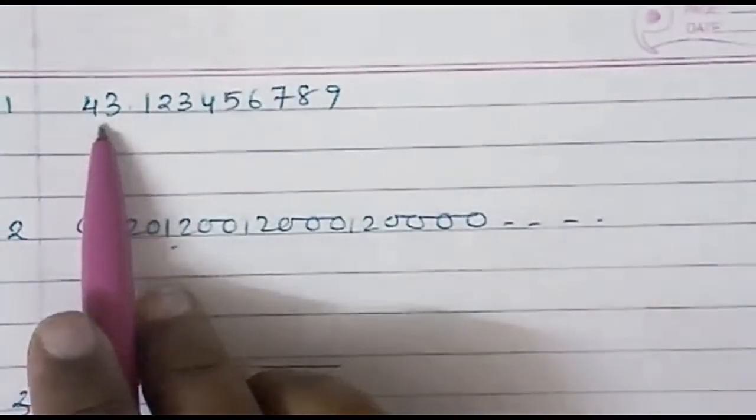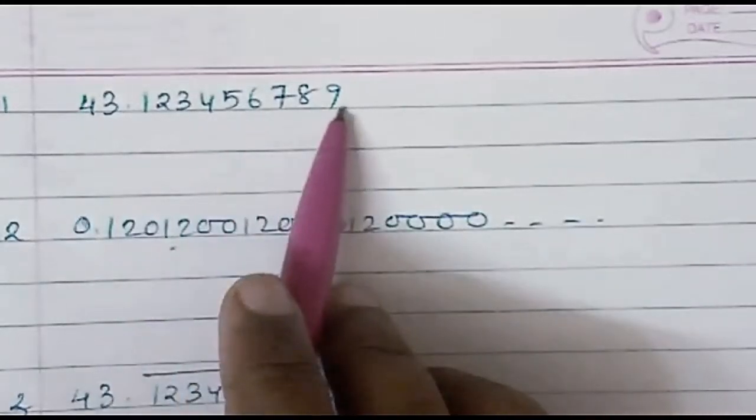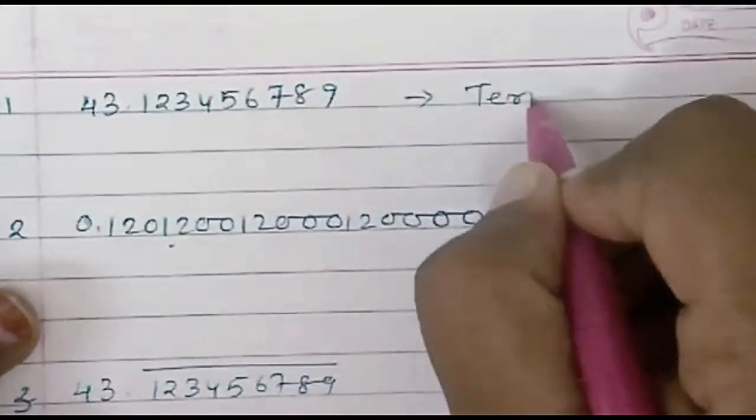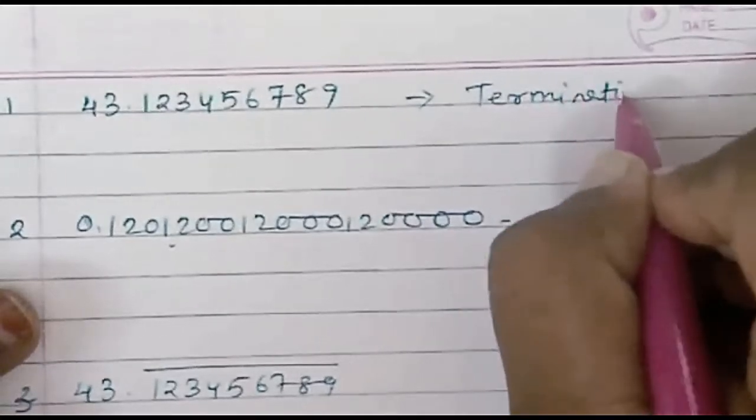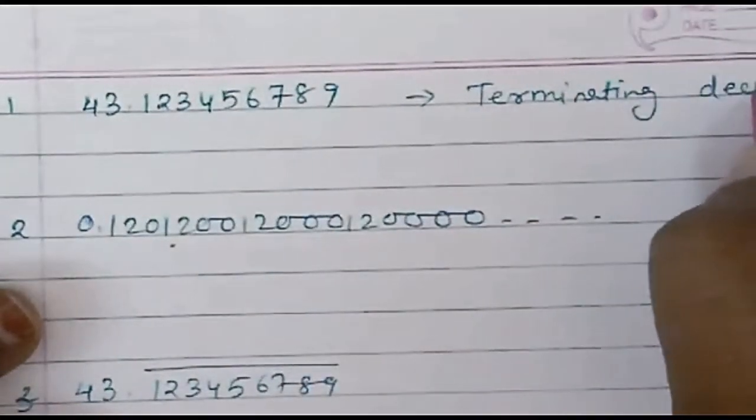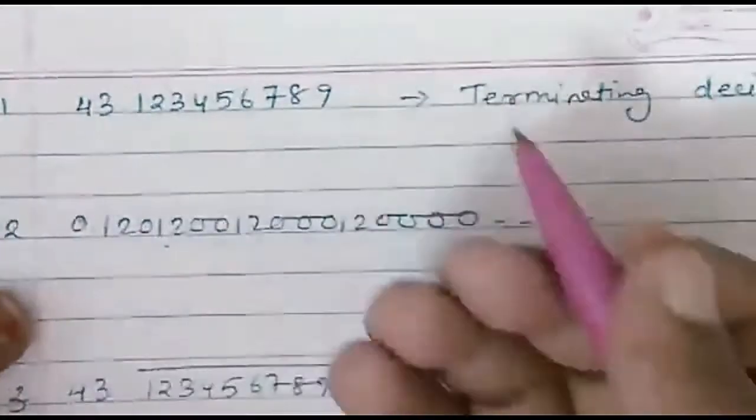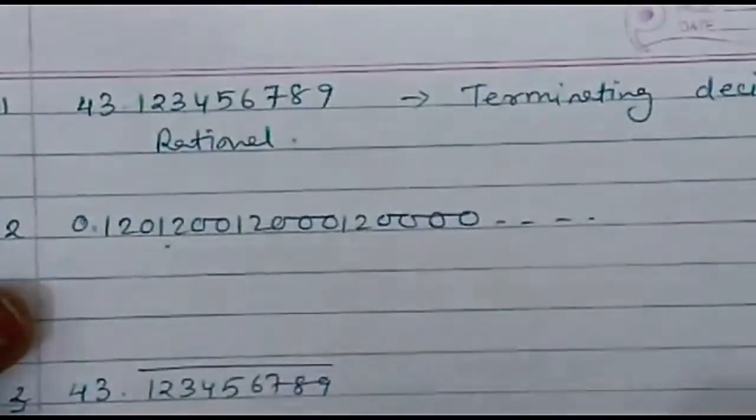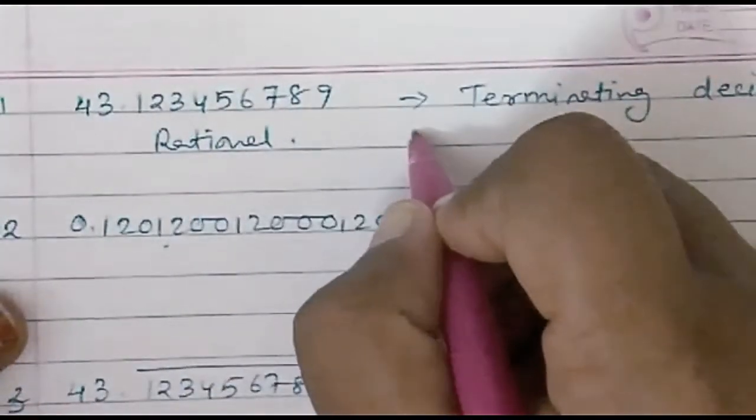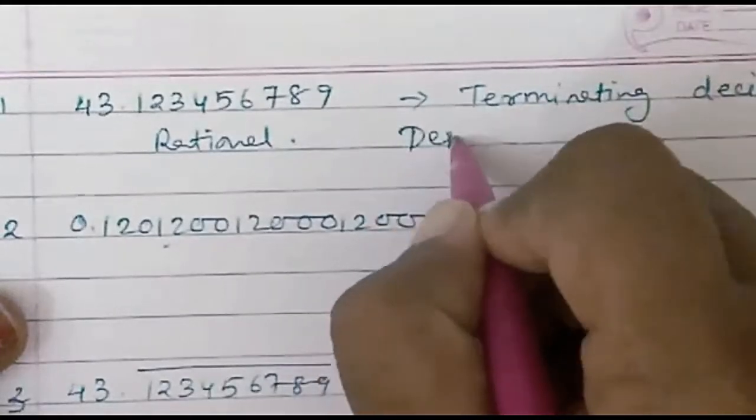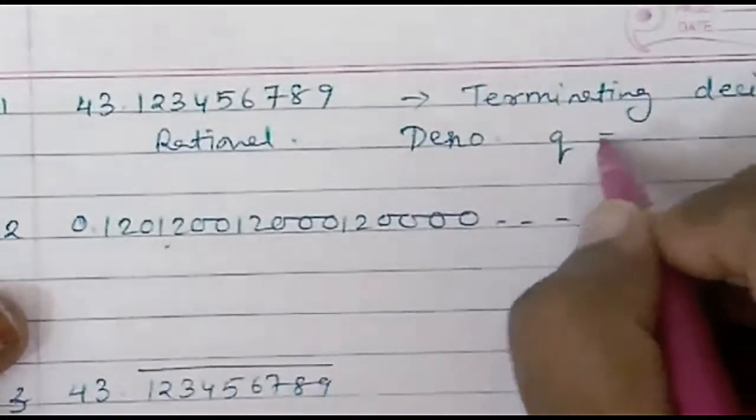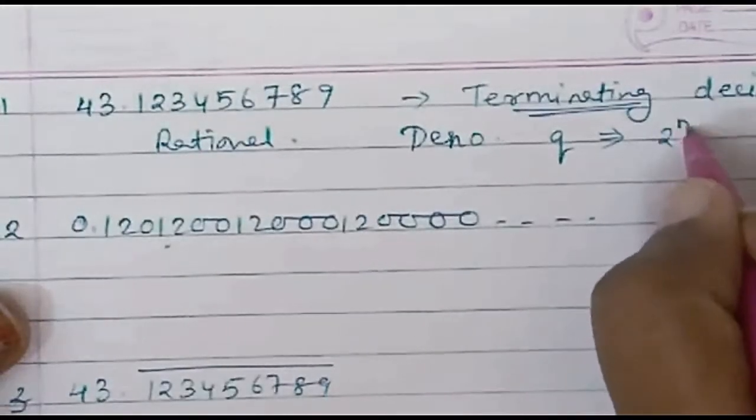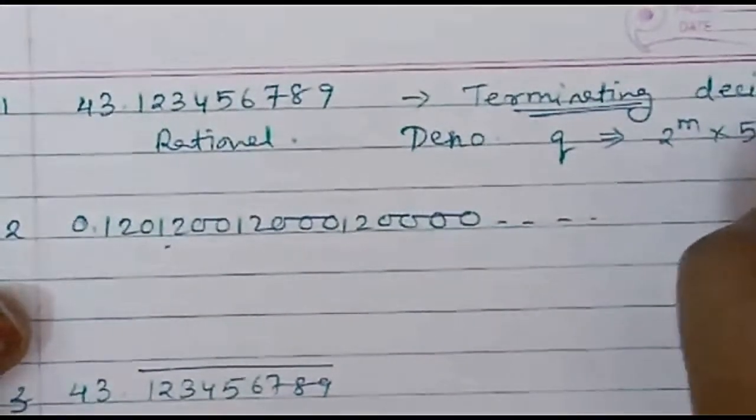The first number is 43.123456789. As it is a terminating decimal, we have already learned in our earlier classes that it is obviously a rational number. The second thing is we need to discuss the denominator, that means q. So the denominator q, as it is a terminating decimal, will be of the form 2 raised to m into 5 raised to n.